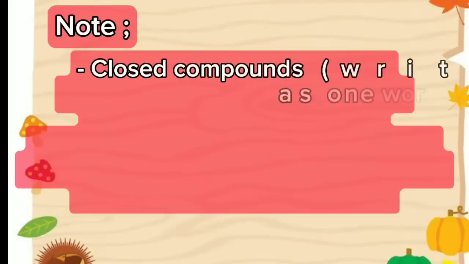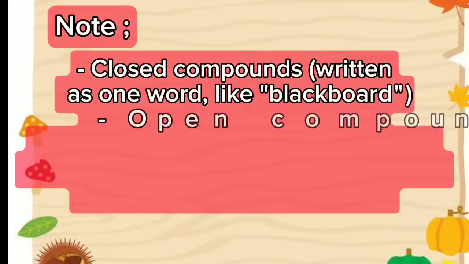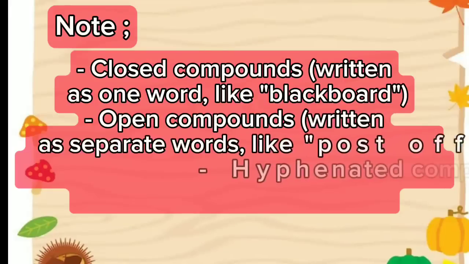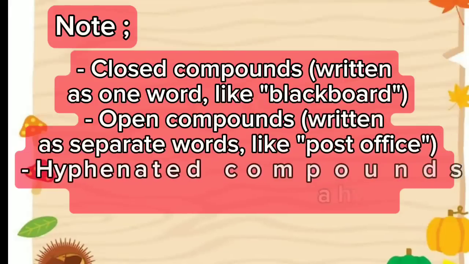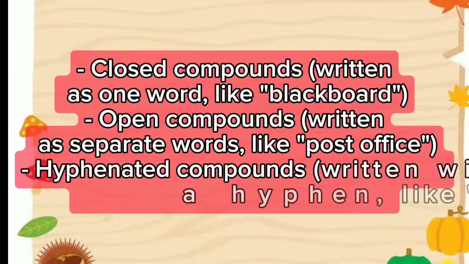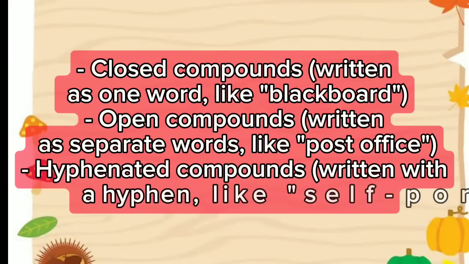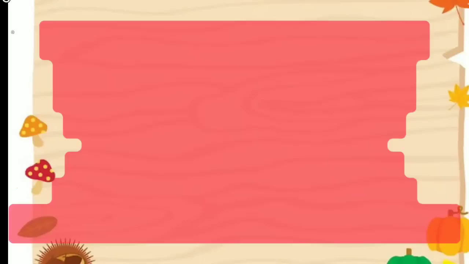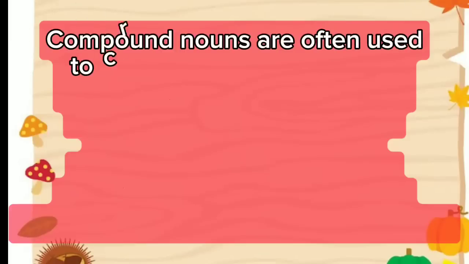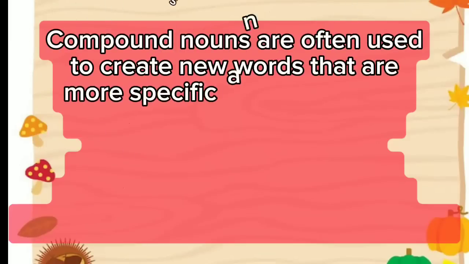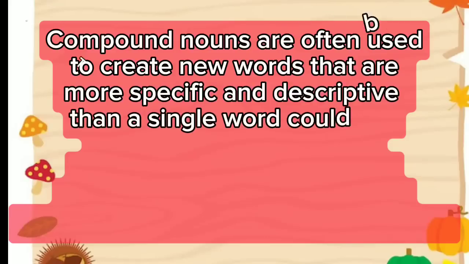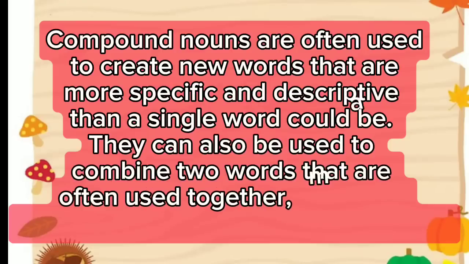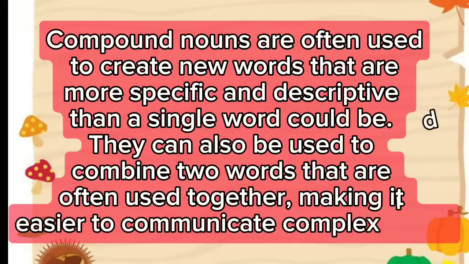Note: compound nouns can be closed compounds written as one word, like blackboard. Open compounds written as separate words, like post office. Hyphenated compounds written with a hyphen, like self-portrait. Compound nouns are often used to create new words that are more specific and descriptive than a single word could be. They can also be used to combine two words that are often used together, making it easier to communicate complex ideas.